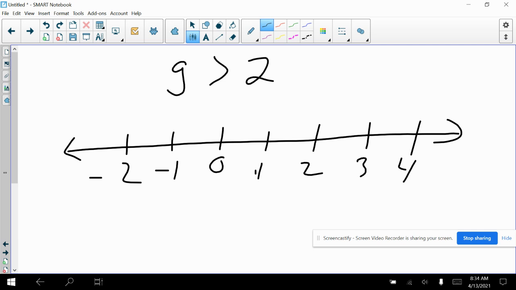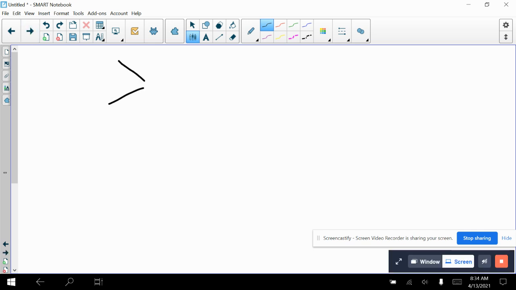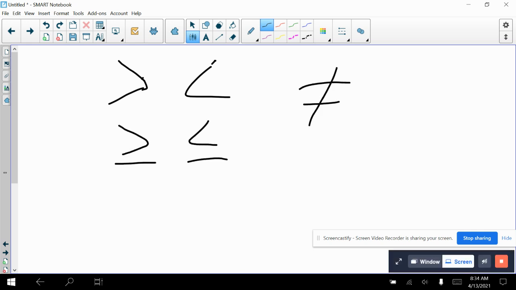Okay, so the first determination you have to make is, are we going to use an open dot or a closed dot? And how do you know? Anybody know? Think about your symbols. I'll come back to the screen in a minute. We got these symbols that you know of. Which ones do you think mean open dot? Nobody? What do you think, Jen?